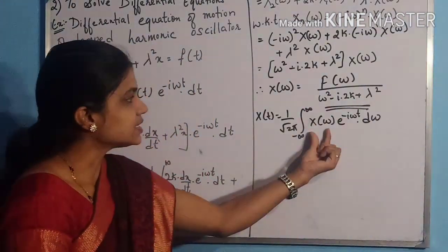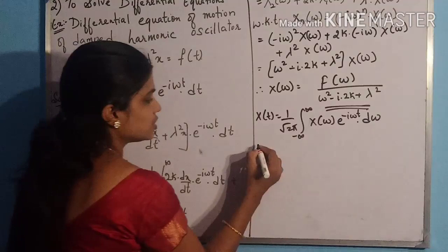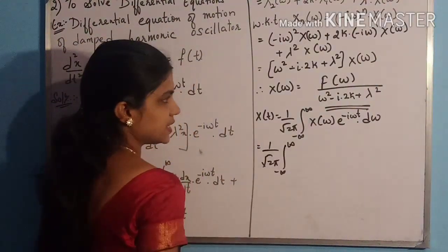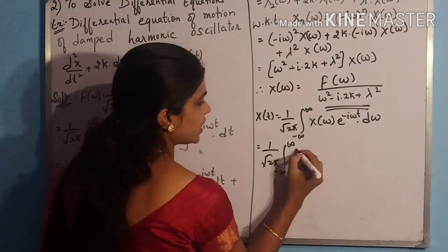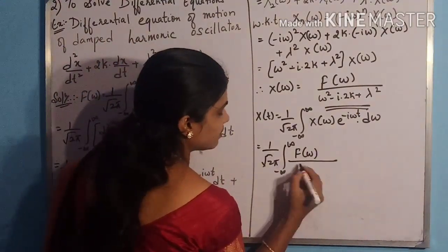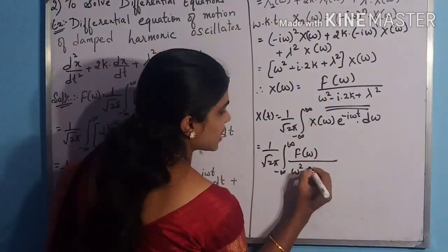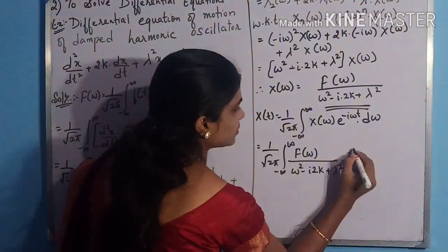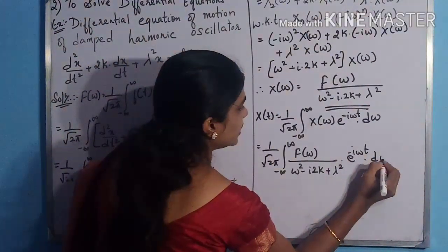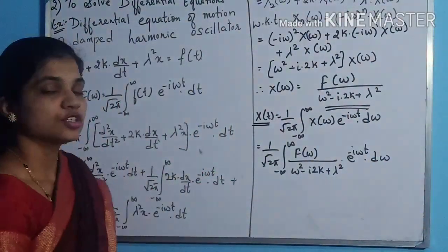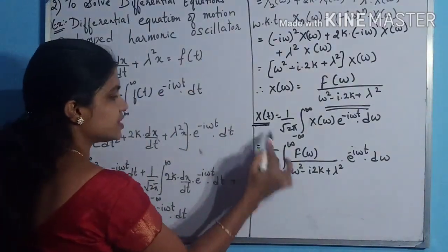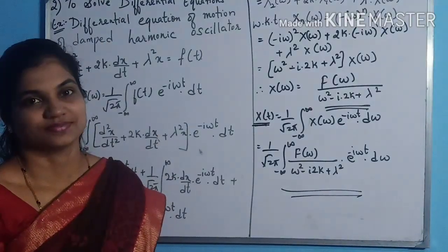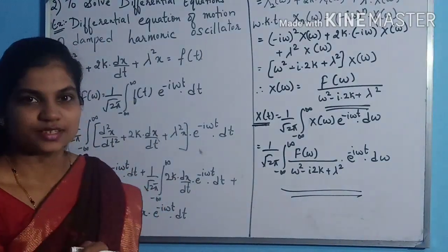So now we have to substitute X(ω) here. We have 1 by root 2π, integral from minus infinity to plus infinity of F(ω) divided by (ω² − i·2kω + λ²) times e^(−iωt) dω. So we have found X(t), which is our required answer. So let's move on to the third one.